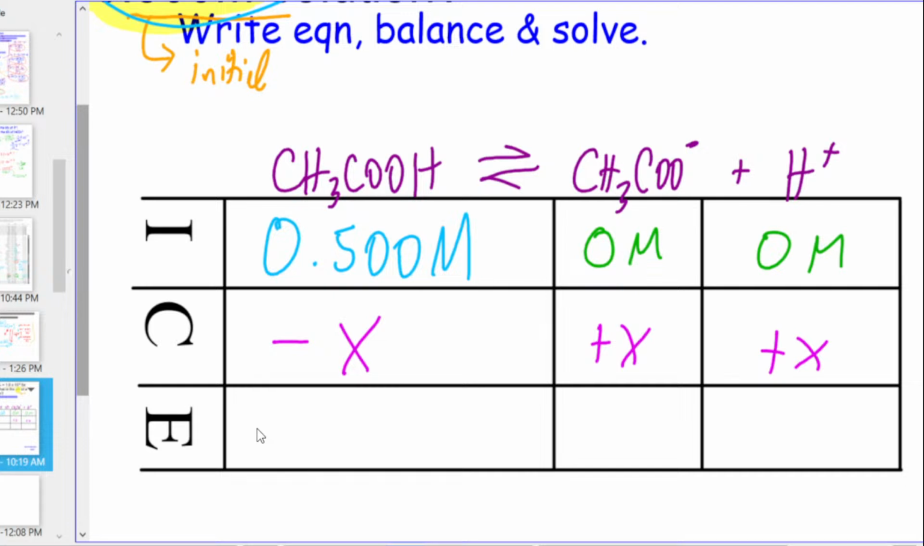So then, algebraically, what goes here? Minus x goes to 0.5 minus x. 0.5 molar. I'm going to take out the sig figs to make it easy. 0 plus x is x. So we got 0 plus x is x.